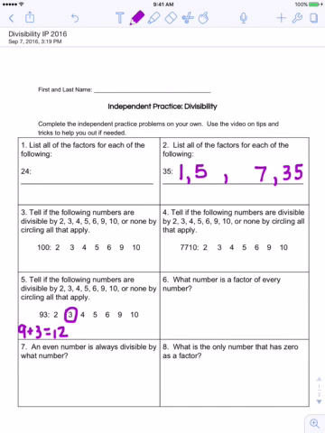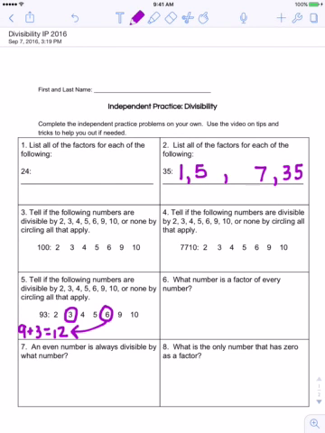It is not divisible by 4. It is not divisible by 5 because it does not end in 0 or 5. It is, however, divisible by 6 because, again, of this 9 plus 3 being 12, it's also divisible by 6. It's not divisible by 9, and it's not divisible by 10 because it doesn't end in 0.